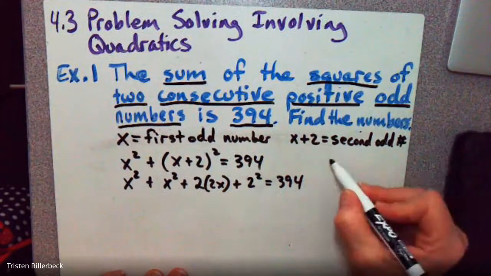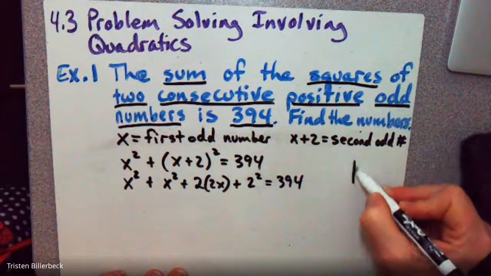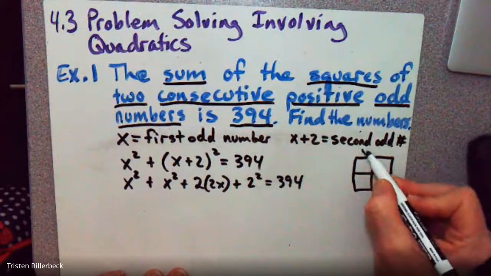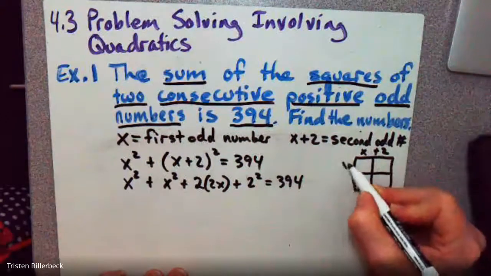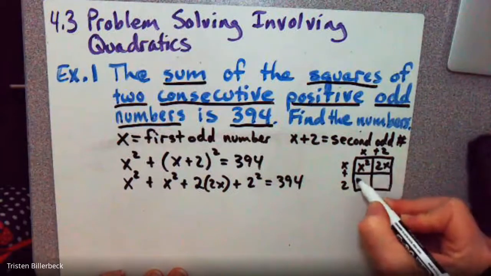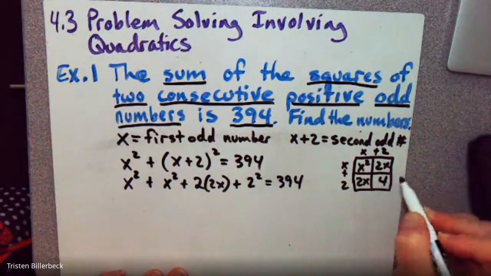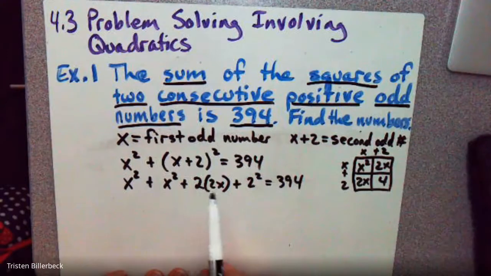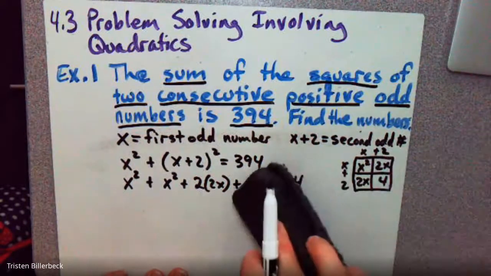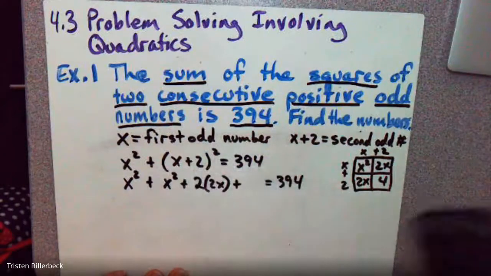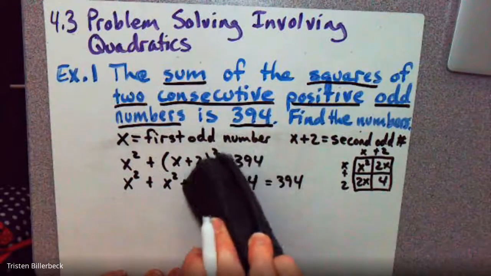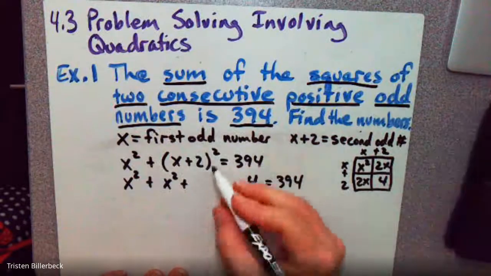Okay, if you don't see that, you can do FOIL, or you can do a little box like this and do x plus 2 times x plus 2 and have x squared, 2x, 2x, and 4. Okay, so that's why we have two 2x's. There's 1, 2, and then that becomes 4. So let's just make that 4 right now. And let's save some space and make this a 4x.